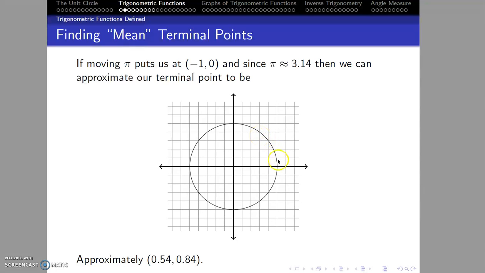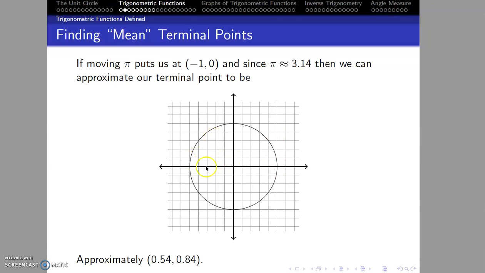Well, 1 isn't a nice value, right? Going from 0 to pi is a nice value. Going from 0 to pi over 2 is a nice value. But going 1, not so much. That said, as I have up here, pi is about 3.14. Obviously, it keeps going past that, but it's about 3.14.